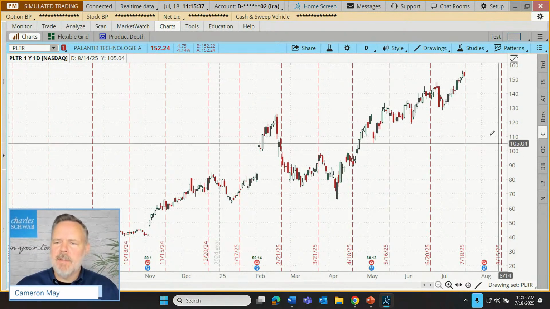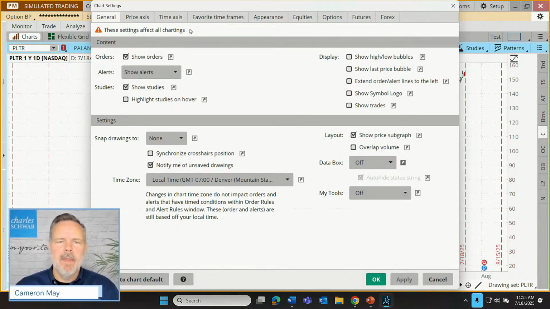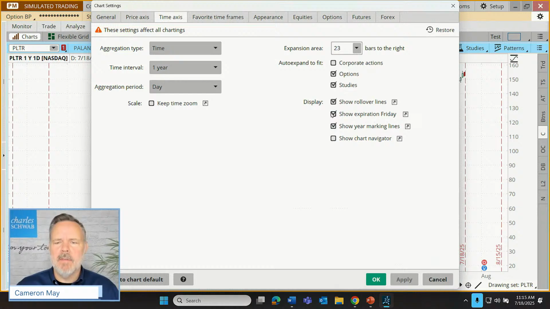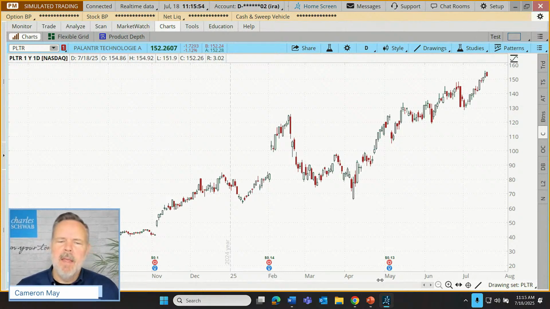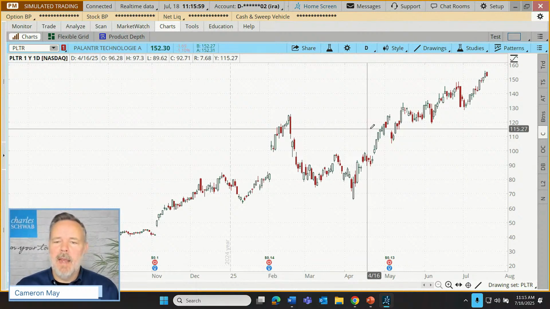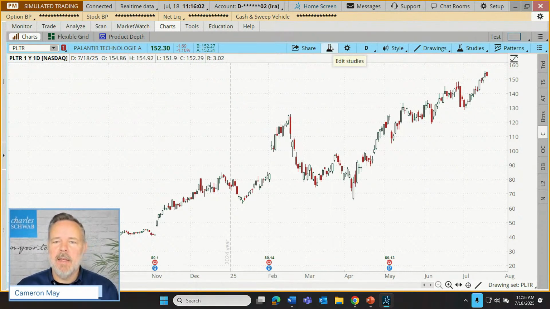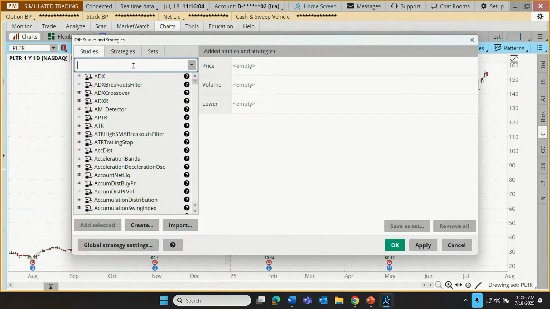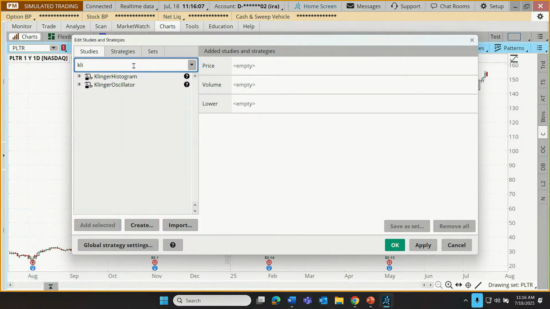I'm also going to take off these lines here that aren't going to represent anything to our stock trader audience. So let's go to our time axis and uncheck that box. Even don't really need so many bars off the right here. Let's cut that down from 23 to 10. Click apply and click OK. So there's a nice clean chart of Palantir Technologies. And I'm going to apply this new technical indicator. So I'm going to go up to Edit Studies, and it's Klinger with a K. There we go. Klinger. And we're going to choose the Klinger oscillator.